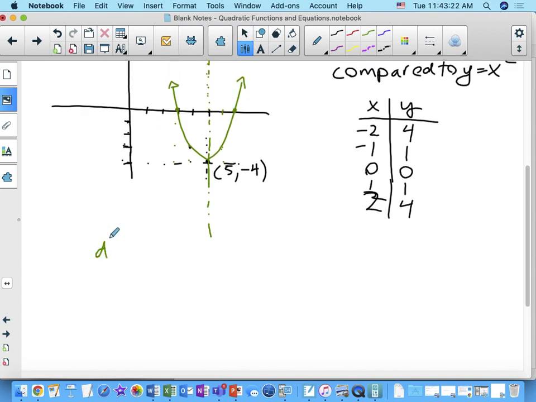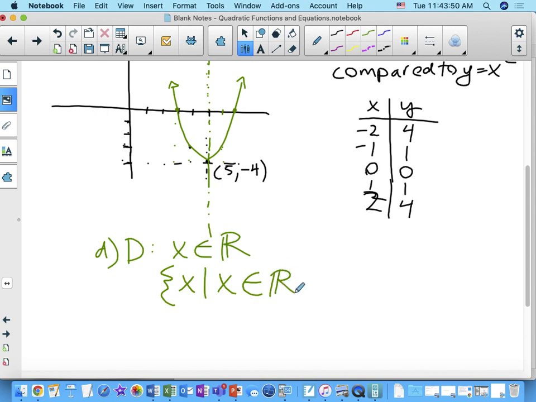So D, the domain is, and there's a couple ways you can write domain. So what you guys have probably seen most of the time is that. Okay, so you also need to be comfortable with this. The domain is the set of x such that x is an element of the real numbers. Okay, that's set builder notation.